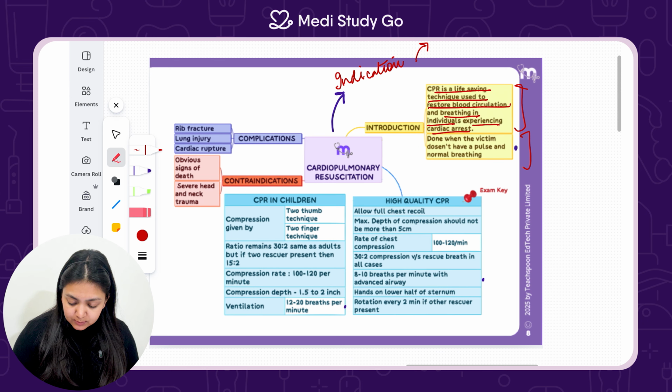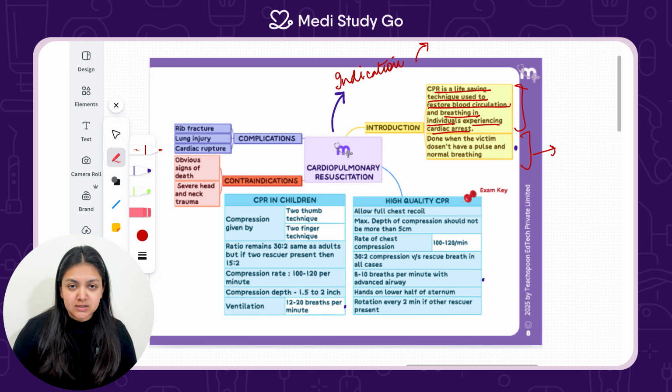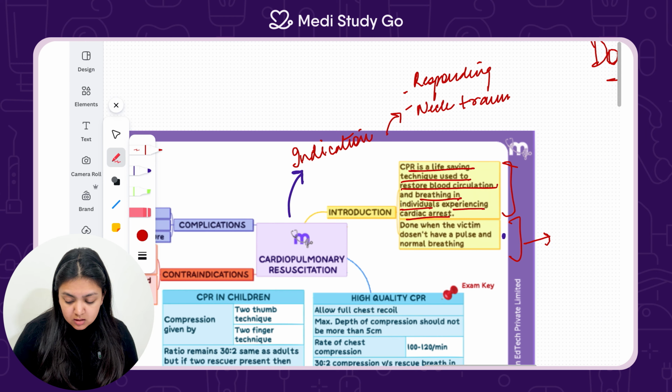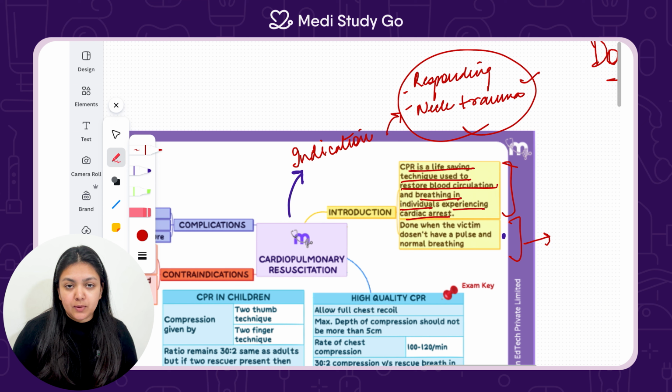When the victim does not have a pulse and normal breathing, that is the main indication for CPR. Also, you see the patient is not responding. The patient doesn't have any potential neck trauma. Only then can you perform CPR. You must not perform CPR when there is any fracture of the neck or any injury related to the neck and the spine, because that can worsen the injury.